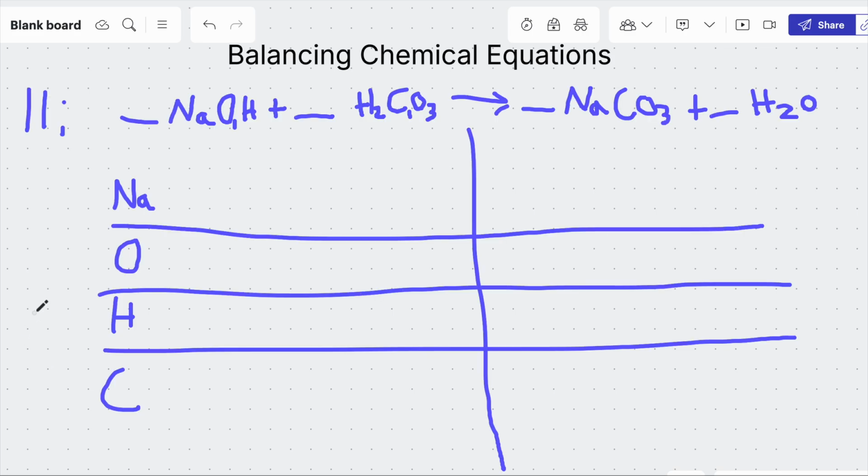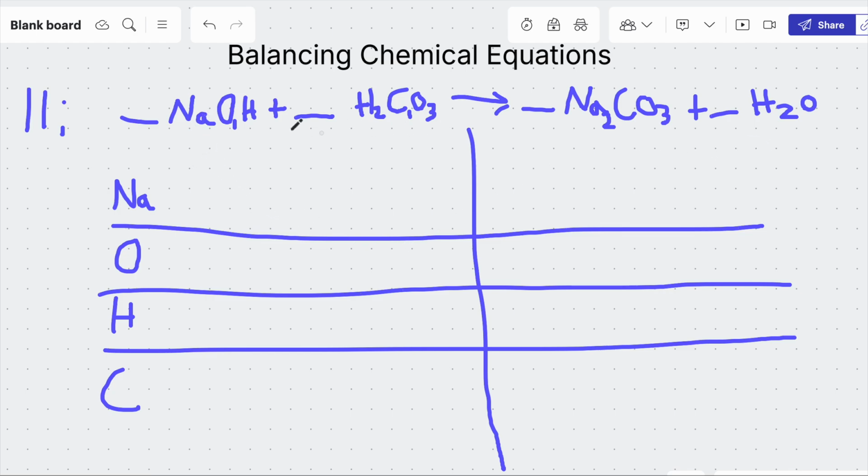This is number 11. So we have NaOH plus H2CO3 makes Na2. Aha. Okay, just went through this whole thing. Gonna edit that part out, but I just made a whole huge mistake. Yeah. So now, take it from the top.